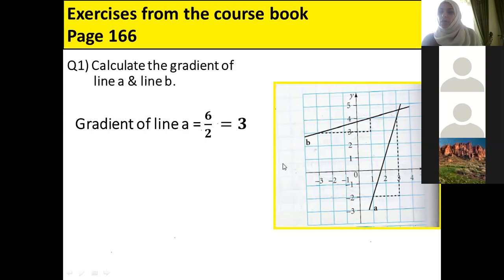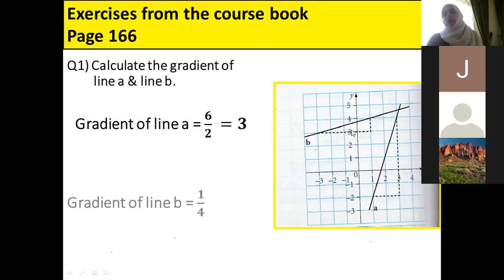What is the gradient for part B? Let's take who do we have? Jana Jaber. Come on, Jana. Yes. So 1 over. We are going up 1, and how many across? 4. It's 1, 2, 3, and 4. Jana, is it an increasing line or a decreasing line? Decreasing. Increasing. It's increasing. So what is the gradient? 0.25, 1 over 4. It's 1 over 4 or 0.25.